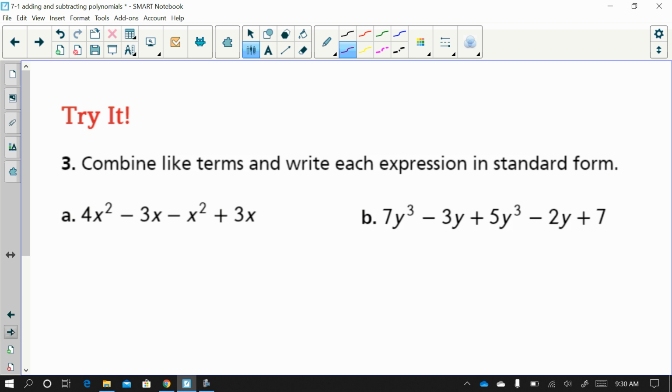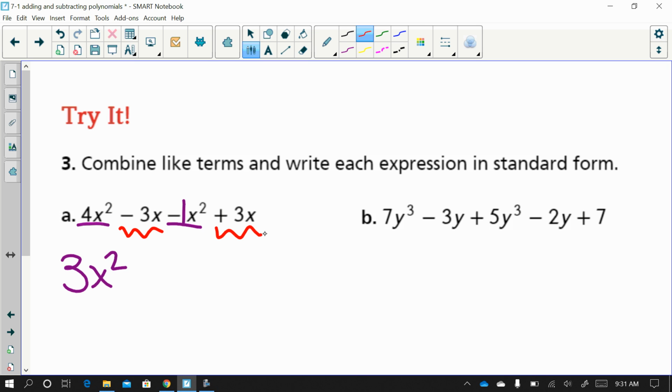Your turn. Please pause the video and try these. Okay, so we're combining like terms and writing each expression in standard form. So start with the highest exponent. I see 4x squared, and here's a negative x squared. Remember, it's the same thing as a minus 1x squared. So 4 minus 1, 3x squared. Okay, then I'm looking at my next, so negative 3x, positive 3x. Oh, those just cancel. So my answer is just 3x squared.